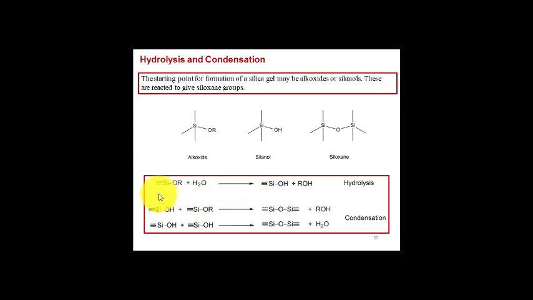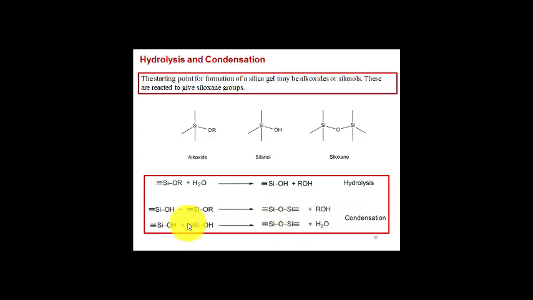So we can convert alkoxide into a silanol, or we can directly start from a silanol. This process is called hydrolysis, where we treat an alkoxide with water and we get a silanol. After that we can treat silanol with alkoxide, or we can treat silanol with another silanol, and the condensation process will take place.